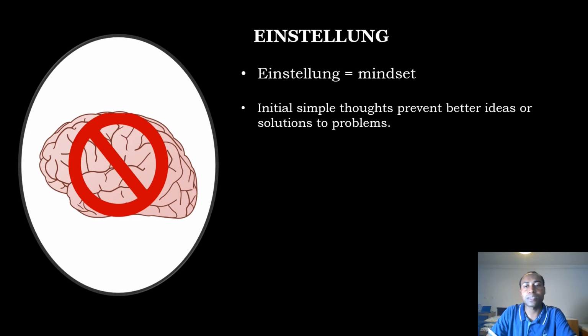Initial simple thoughts prevent better ideas or solutions to problems, and these usually happen to people who are specialized in one field of studies or in one discipline. These people who are highly specialized in one discipline, they tend to think in one direction, in the direction of the area of their studies. And when they are faced with a problem, it becomes difficult for them to solve that particular problem which require different strategies.